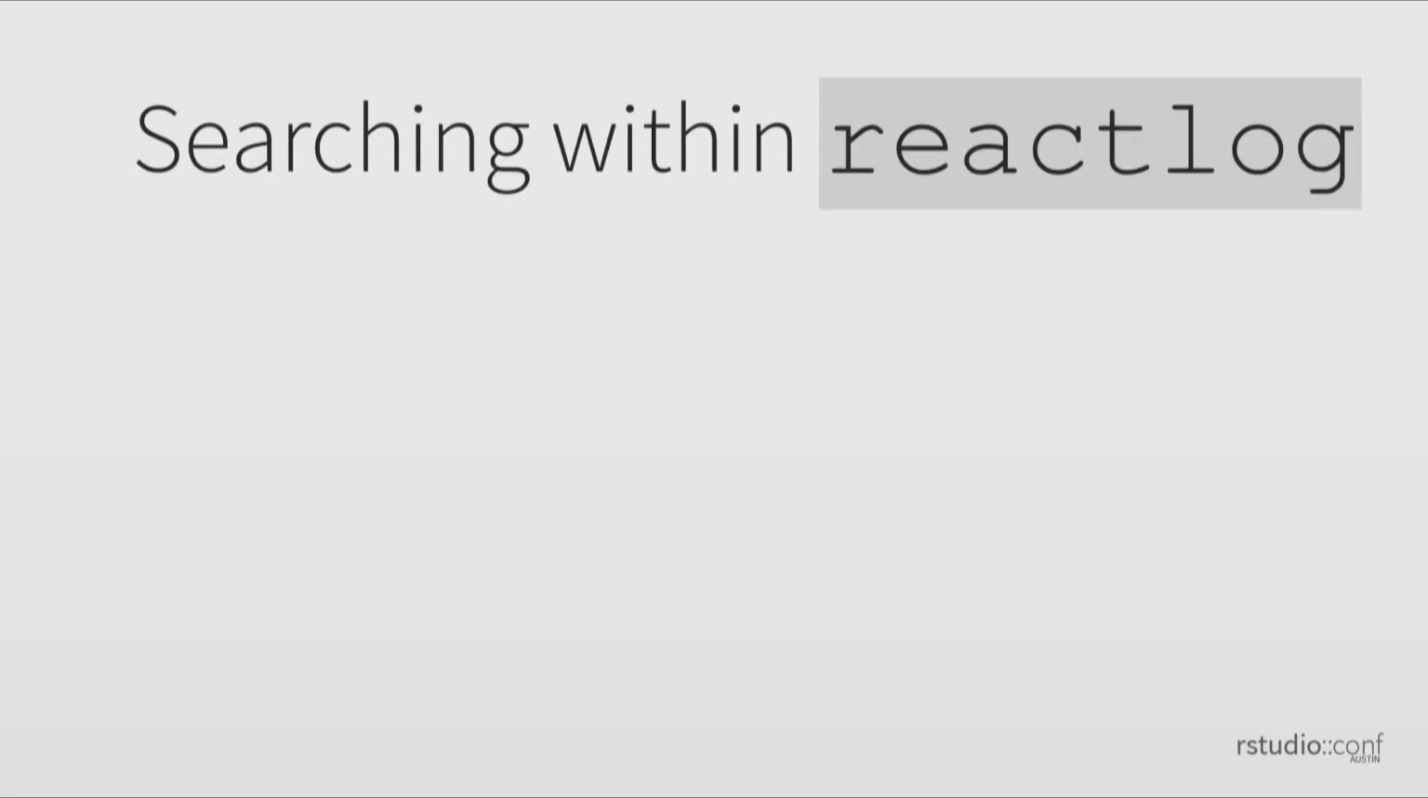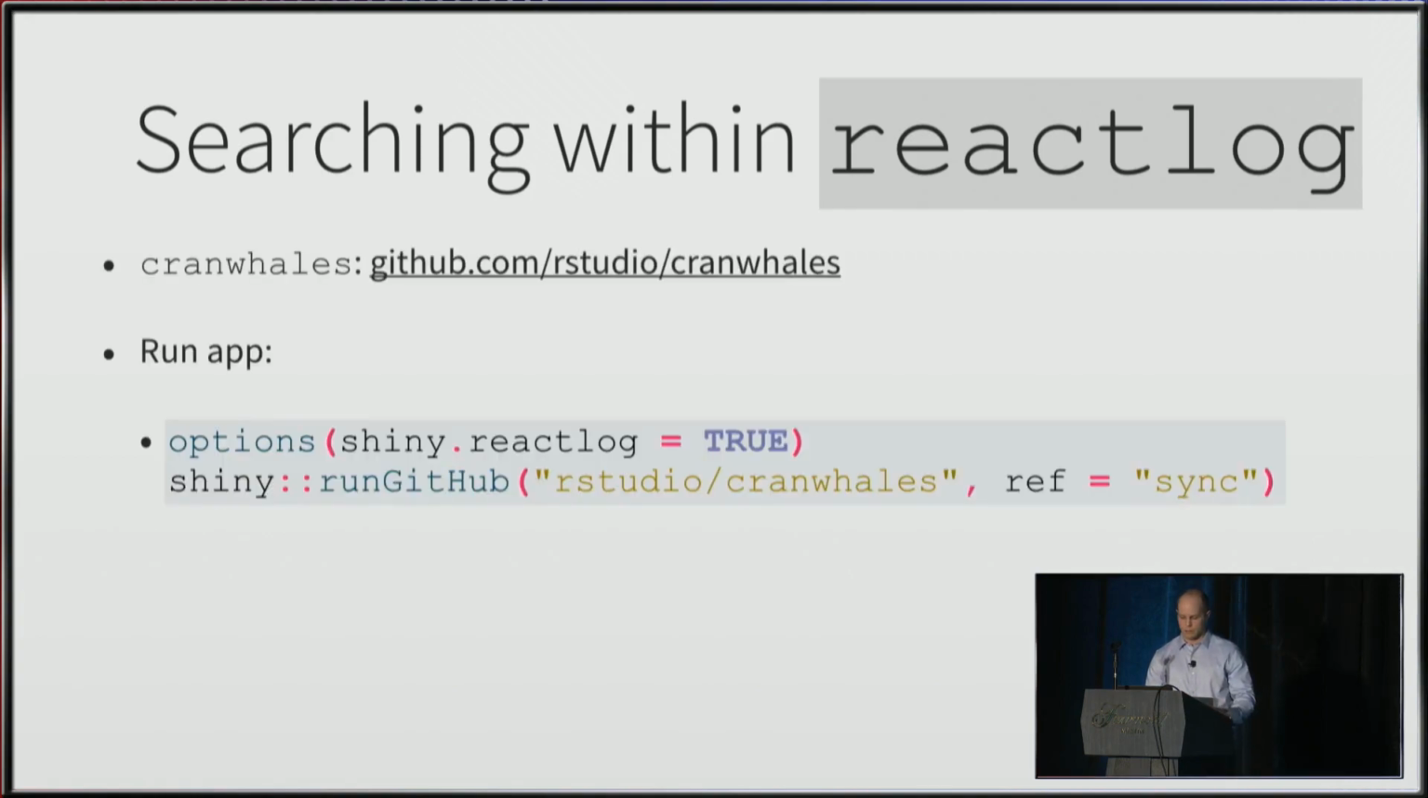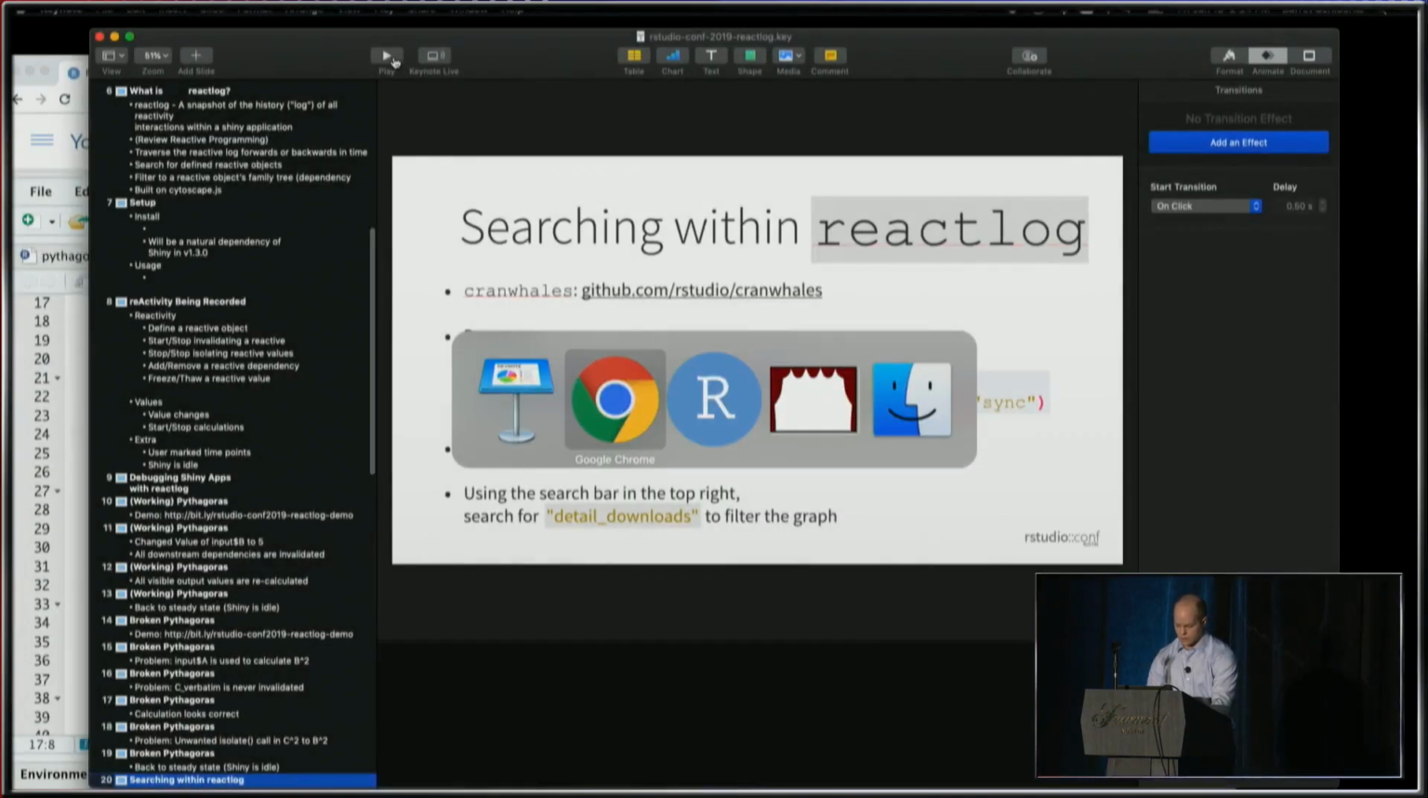So let's show off some searching within Reactlog. Joe yesterday demoed his Cranwales application. And it's a very standard application, but it's also a very dense application. There's a lot of reactivity going on underneath the hood. So if we want to run this, we just need to set our flag again, and then we can say run GitHub his Cranwales application on the synchronous branch. We'll just make it easy for us.